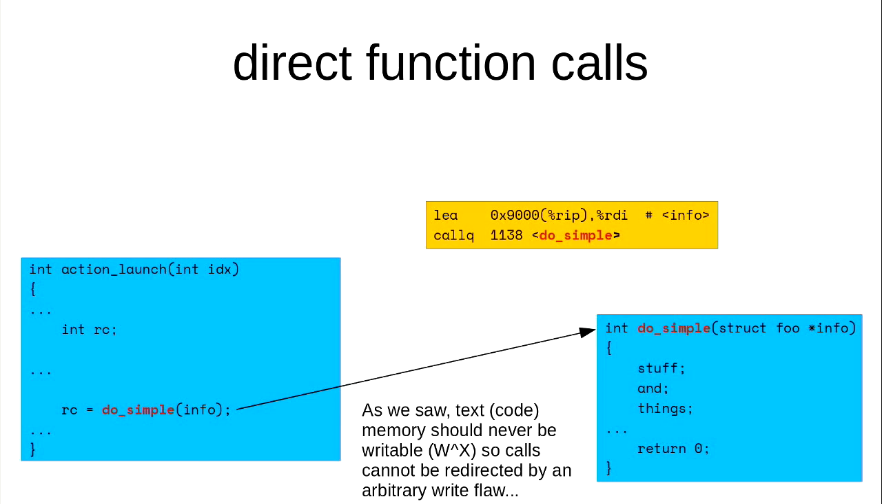Which begs the question, what is an indirect function call? Here's a direct function call. In blue, I've got the C of something calling another function, and there's the other function, like the do simple. If you look at the assembly code, it just says call this hard-coded address. As an attacker, you can't change that. That's in the text, that's not writable. You cannot mess with a direct function call anymore.